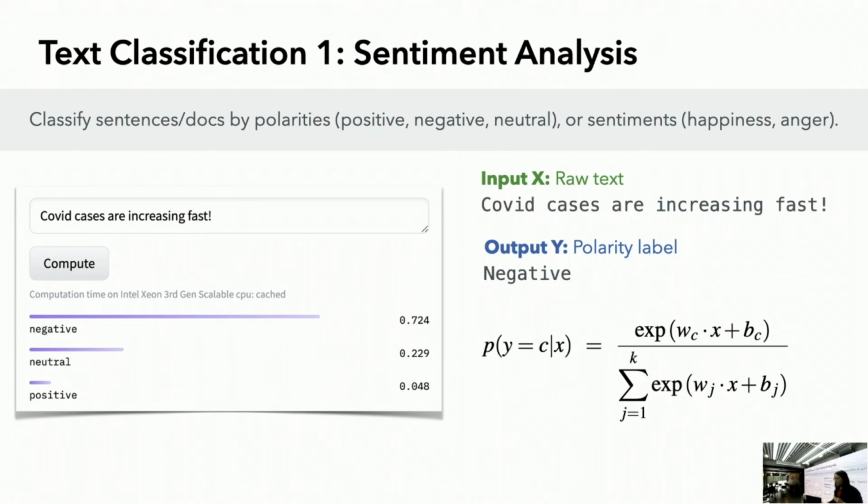And for a long time, there are different types of methodologies we introduced. For example, sentiment analysis is a widely used application that almost all online websites want to have as a component. You can classify a user's text into, let's say, positive, negative, neutral, or happiness or anger, a lot of emotions. From a math perspective, we have a raw text here, such as "COVID cases are increasing fast." And then the output is a polarity label. This could be a negative or positive attitude.